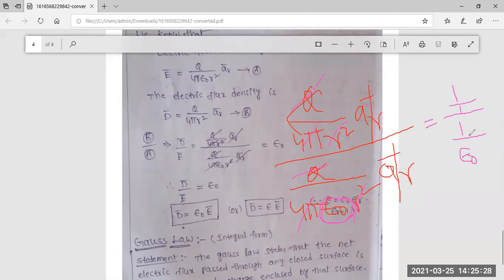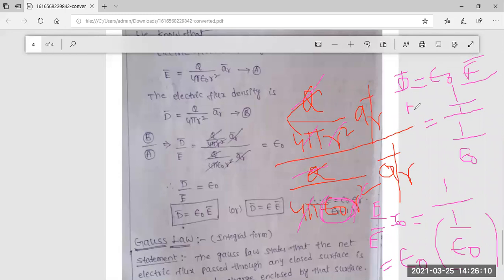For the numerator, 1 by 1 means 1. For the denominator, 1 by epsilon naught. So 1 divided by 1 by epsilon naught can be written as epsilon naught. So we get D bar by E bar is equal to epsilon naught. Take the cross multiplication. We get D bar is equal to epsilon naught into E bar, or D bar is equal to epsilon E bar.